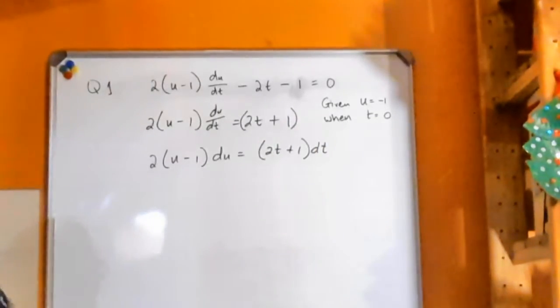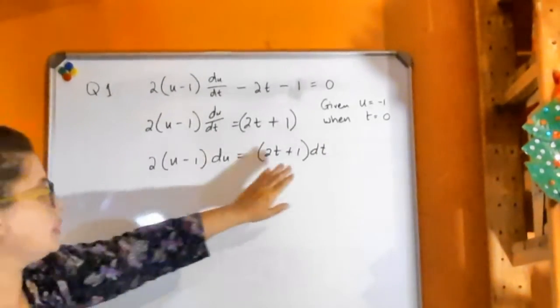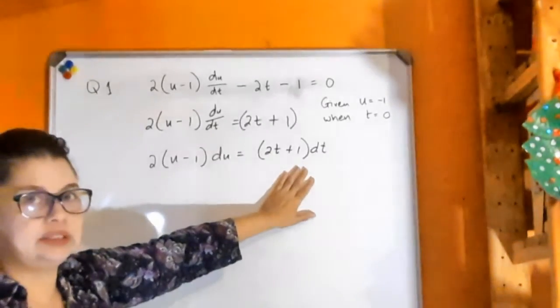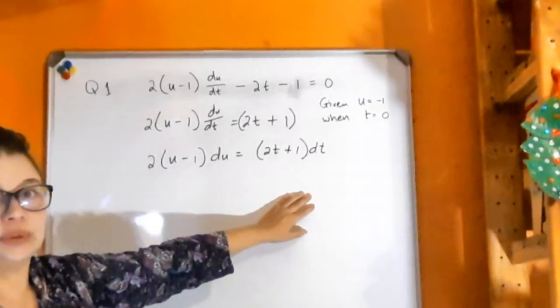Right? And then we can say (2u - 1) du = (2t + 1) dt, and you see on the left hand side you only have your dependent variable, on the right hand side you only have your independent variable, which means you are looking at a separable differential equation.